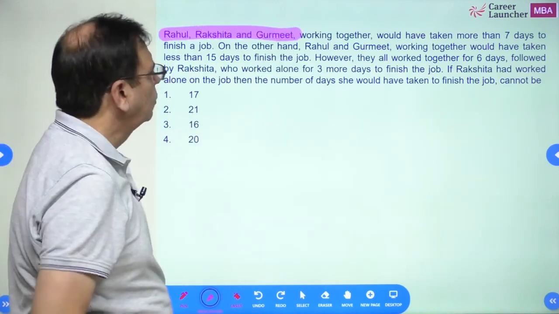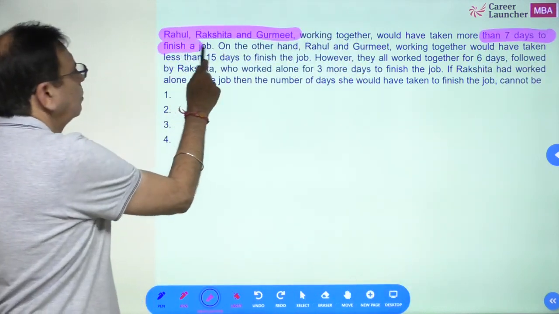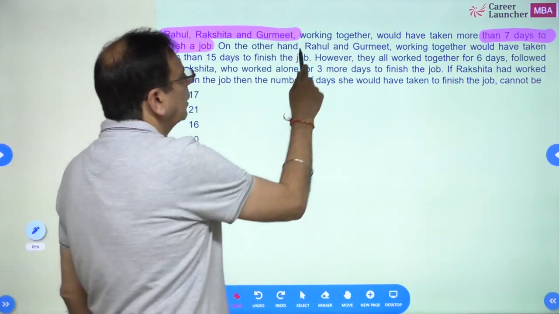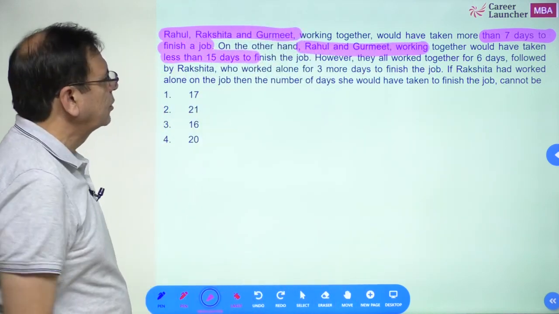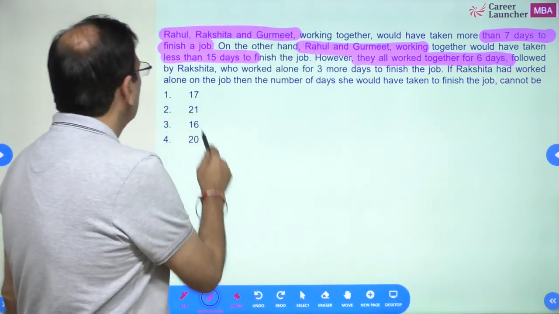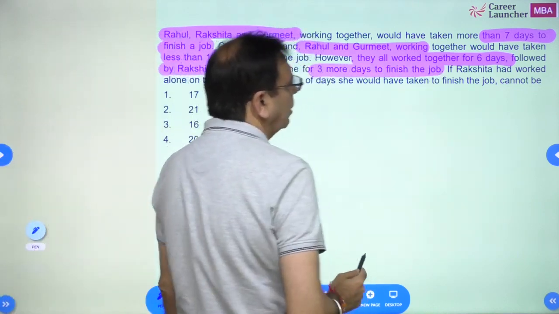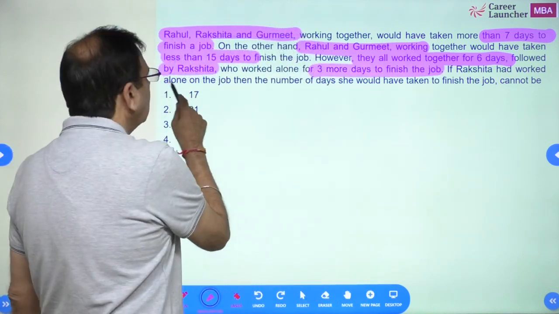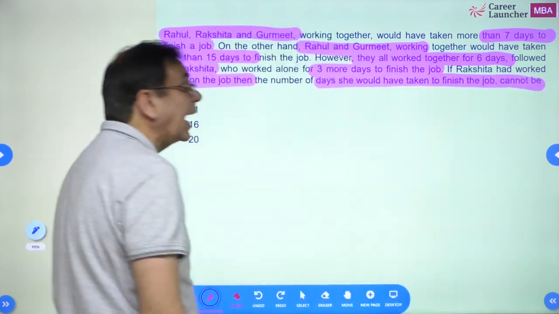Rahul, Rakshit and Gurmeet working together would have taken more than 7 days to finish a job. On the other hand, Rahul and Gurmeet working together would have taken less than 15 days to finish the job. However, they all worked together for 6 days, followed by Rakshita, who worked alone for 3 more days to finish the job. If Rakshita had worked alone on the job, then the number of days she would have taken to finish the job cannot be.